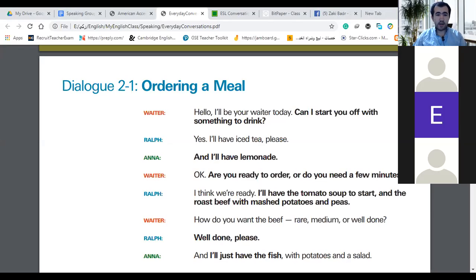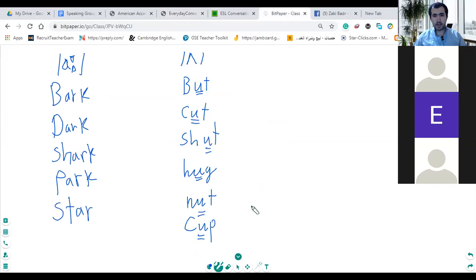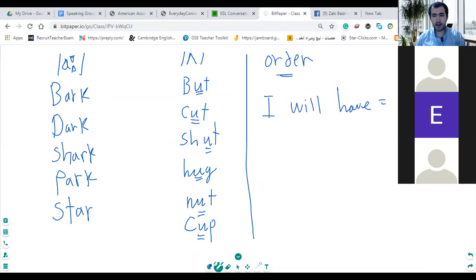So when you want to eat something in a restaurant, we use two things actually. You can say, I would like to, or I'll have. So to order at a restaurant, you say, I'd like to, or I'll have. I will have is equal to I'll have. I think that we can say I'd have. No, I don't think so.